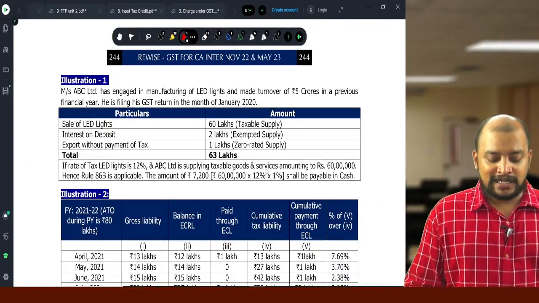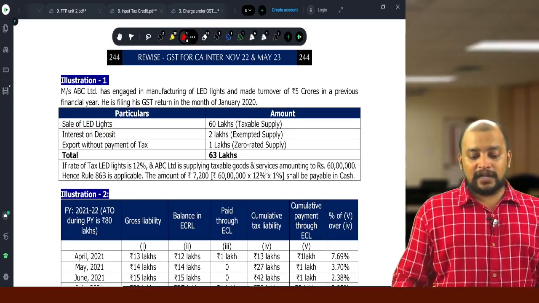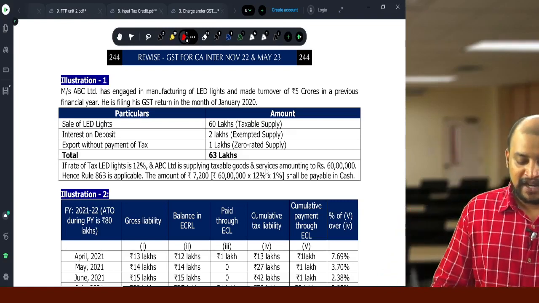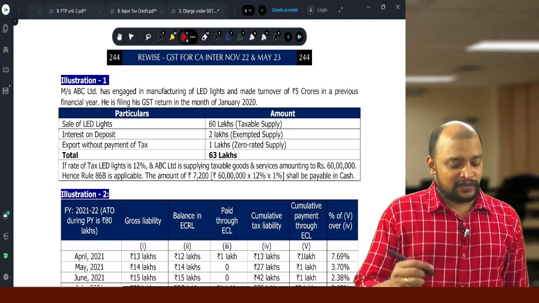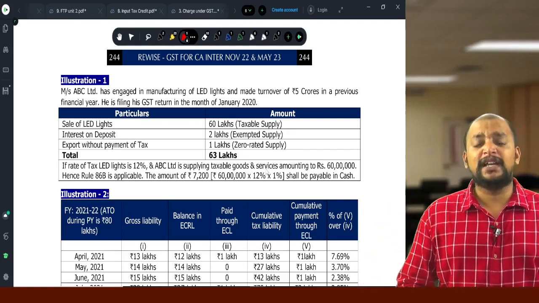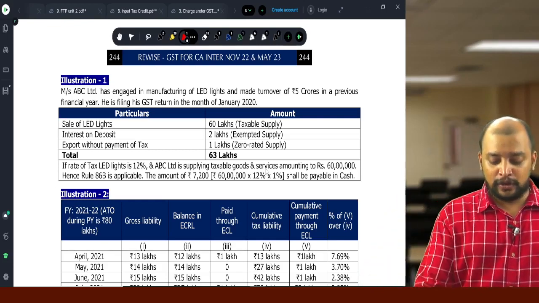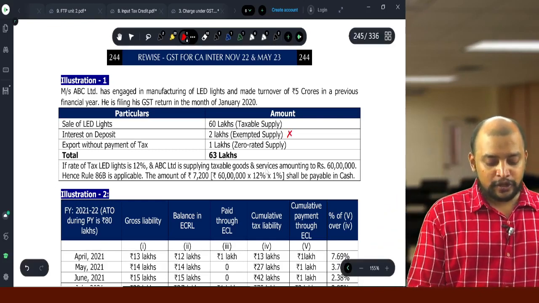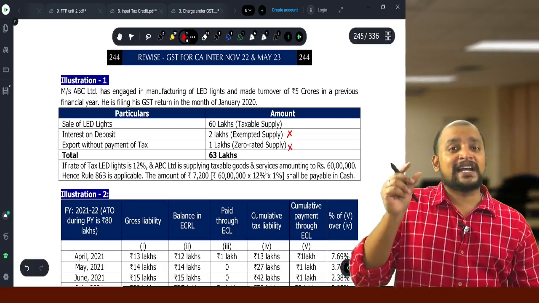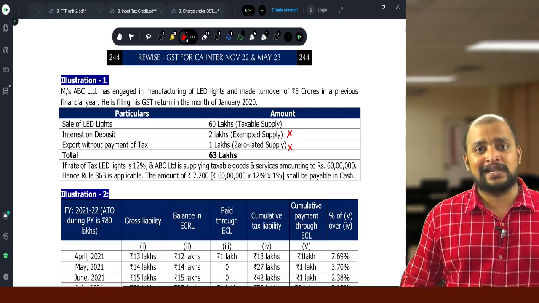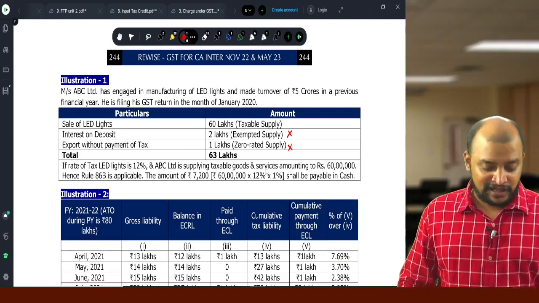Messrs. ABC Limited has engaged in manufacture of LED lights and made turnover of 5 crores in the previous financial year. They are filing GST return in the month of Jan 2020. Sale of LED light 60 lakhs. Interest will not come. Exempted supply don't take, and export without payment of tax, zero rated also will not come. Then what will be taken? Only taxable turnover. What is the taxable turnover? 60 lakhs. 60 lakhs is more than 50 lakhs. So therefore 86B is applicable for this month.